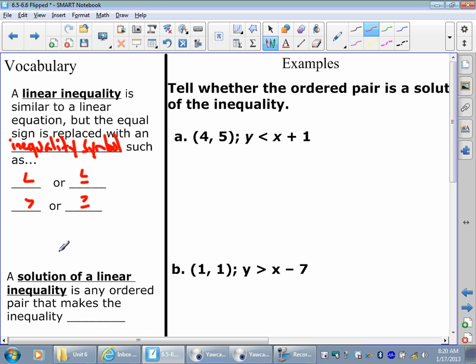So it's going to look like a linear equation. It'll have an x and a y, but instead of having an equal sign, it's going to have one of these. Now, what is the solution of a linear inequality? Any ordered pair that makes the inequality true. We should by now at this point be associating the word solution with making true statements. All right.